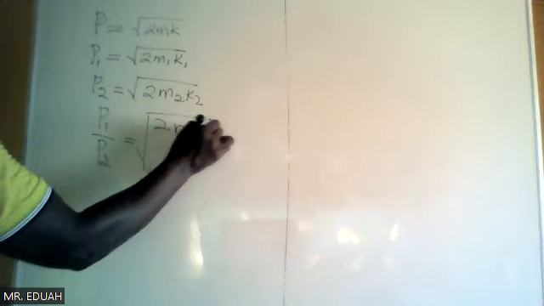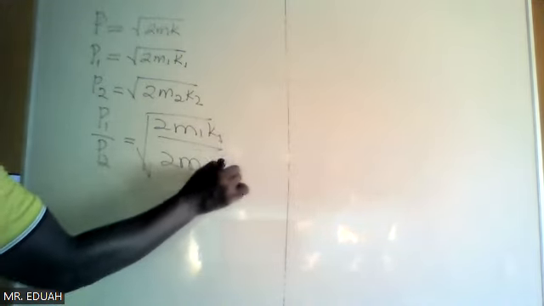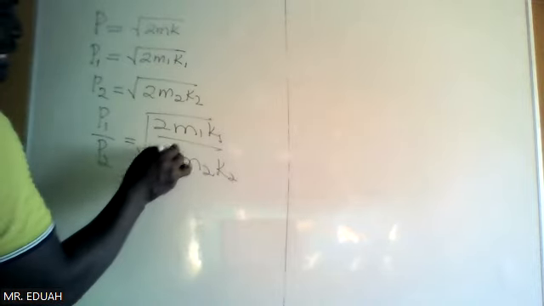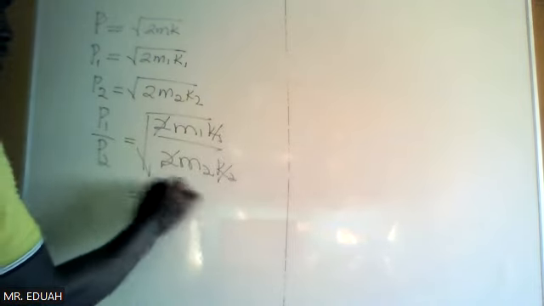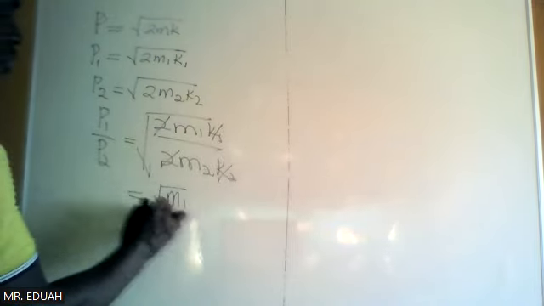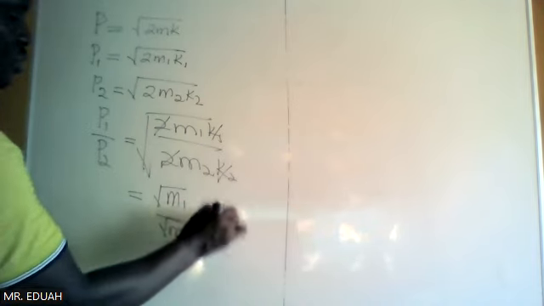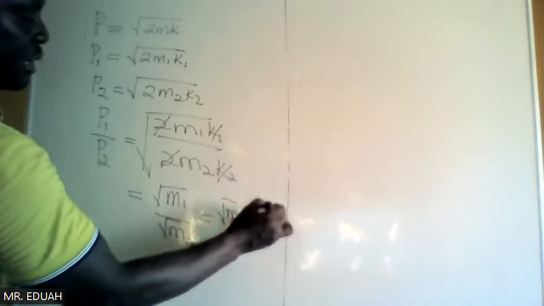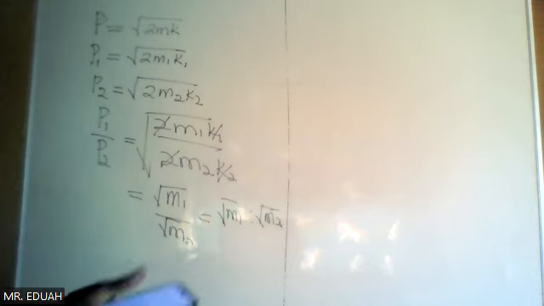When we take the ratio of their linear momenta, we have root of 2m1 k1 over 2m2 k2. Masses are different, equal kinetic energy. So this and this, this and this. Therefore, root of m1 over root of m2, which is equal to root m1 is to root m2. Not so difficult, similar to what we've done before.